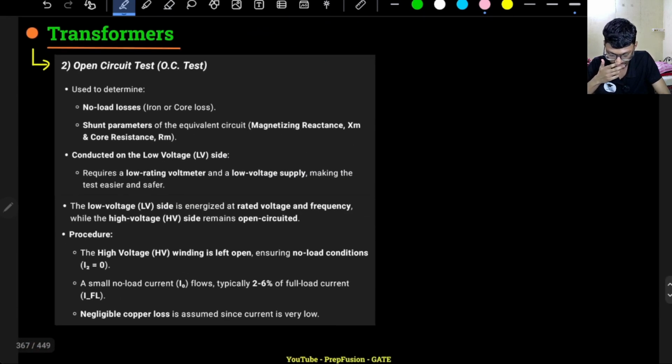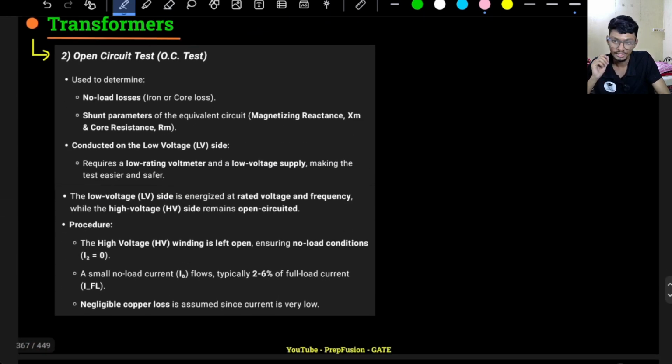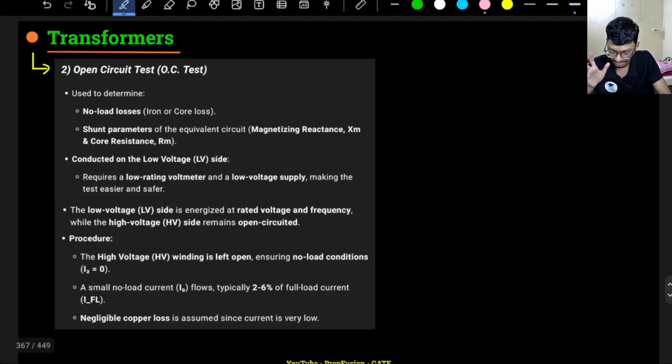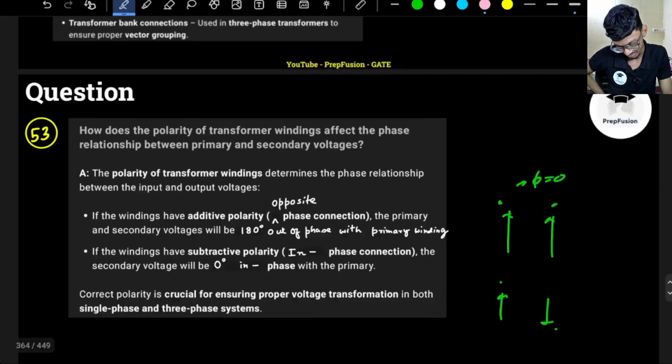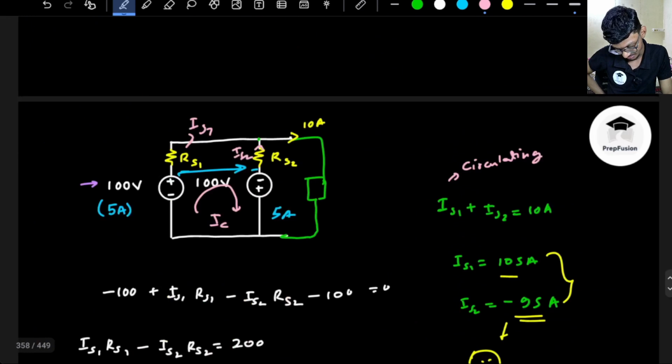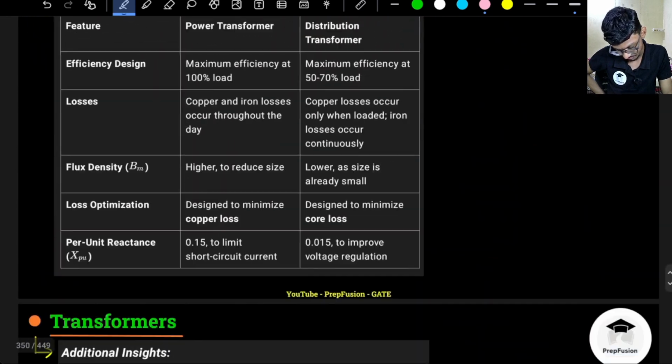Now let's discuss the open circuit test. What is the open circuit test? The open circuit test is used to determine the no load losses, or the iron or core losses. How so? If I have the equivalent circuit... No, I don't have the equivalent circuit, so I will have to take it from the previous lectures.